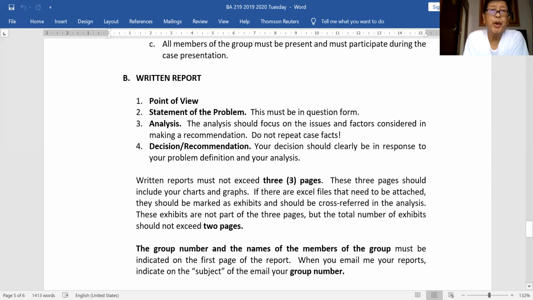Now for the written report, when you write a case, you have to write it from a certain perspective. I hope you can select a point of view that will make a difference. So what are the different points of view that you can consider? Well, you can talk about management, but even when you talk about management, you have to state what level of management you are dealing with. Is it the board? Is it the CEO? Is it the VP for finance? You have to be clear on that.